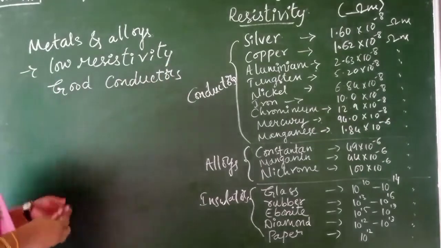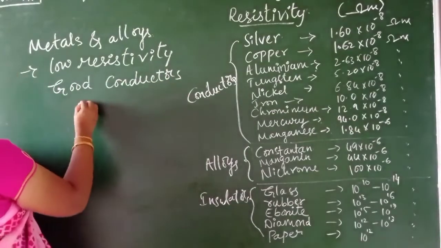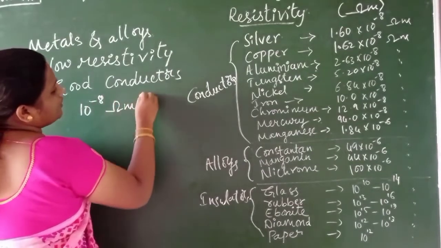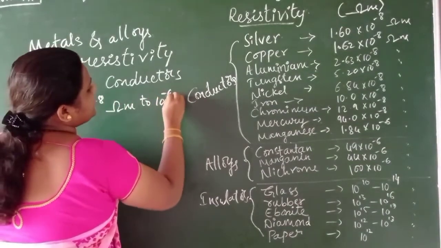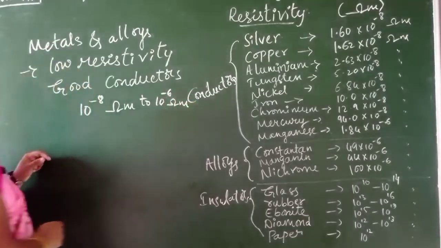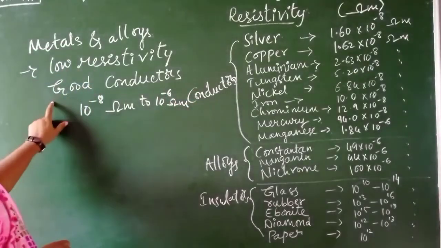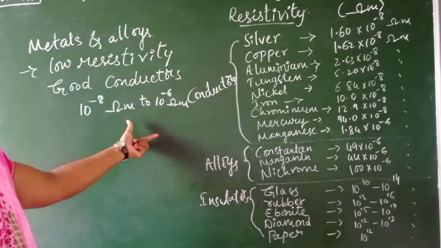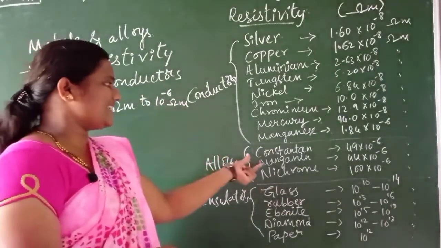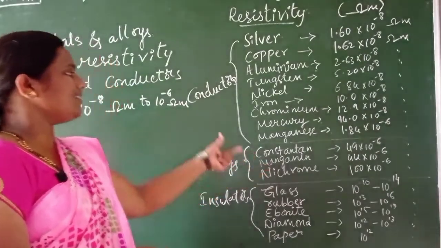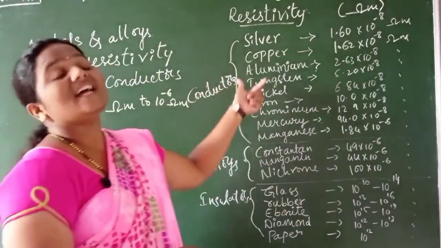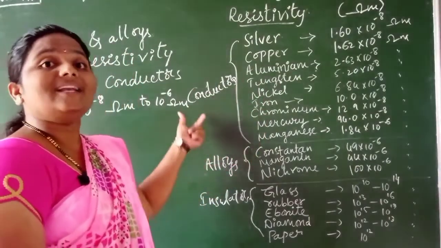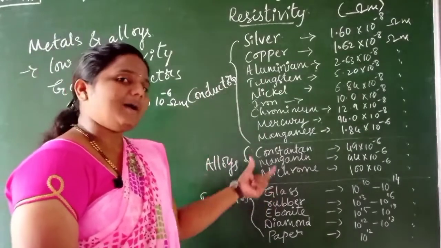Generally, good conductors possess a resistivity in the range of 10 to the power of minus 18 ohmmeter to 10 to the power of minus 6 ohmmeter, children. Good children, the resistivity of a good conductor lies in this range. So 10 to the power of minus 6 is a good one, meaning better than that of 10 to the power of minus 8. Generally, alloys are widely used in different practical applications.